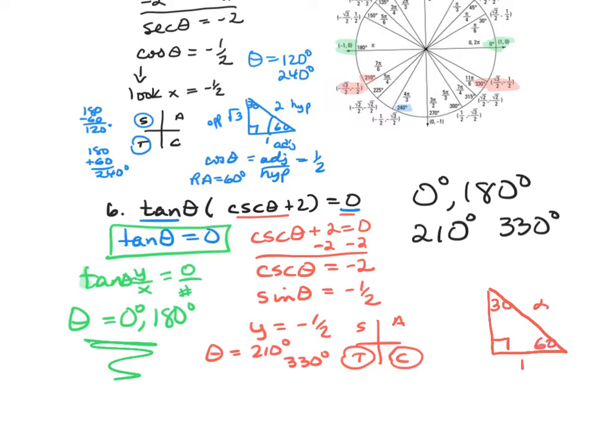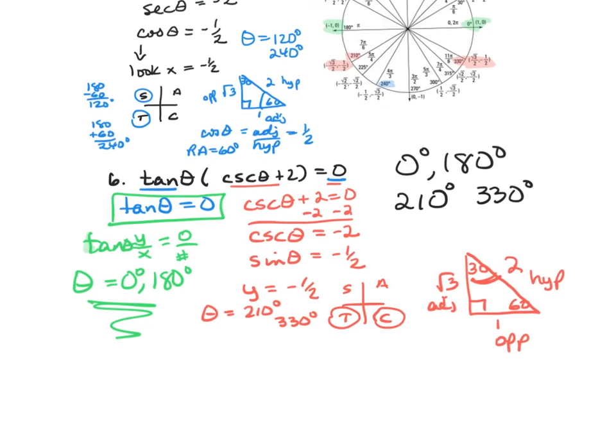So 1, 2, √3, and again, we could try to figure out what our reference angle is. It's actually going to be the 30. So this is opposite, adjacent, and hypotenuse. So if I'm going to do the sine of 30, that's opposite over hypotenuse, so 1/2.